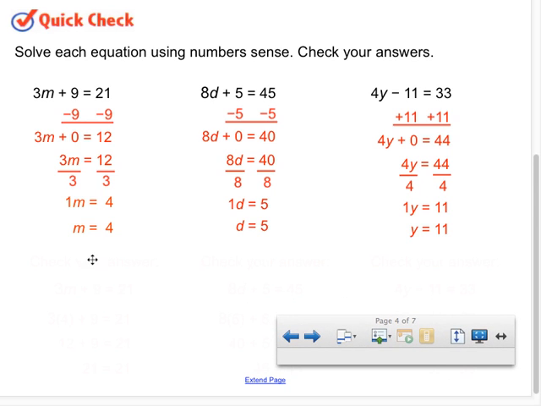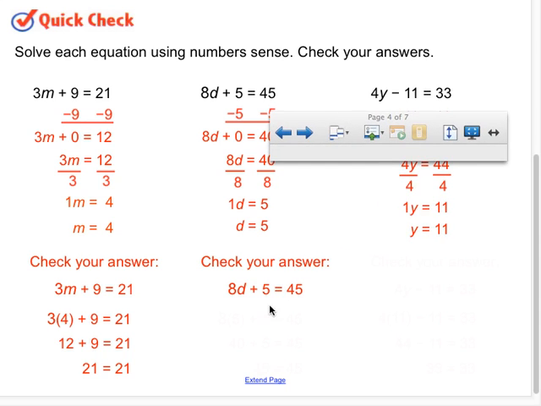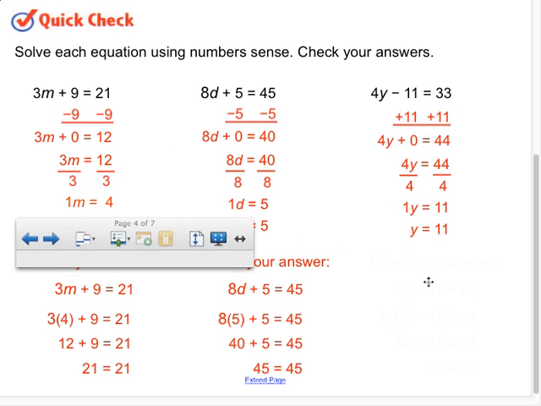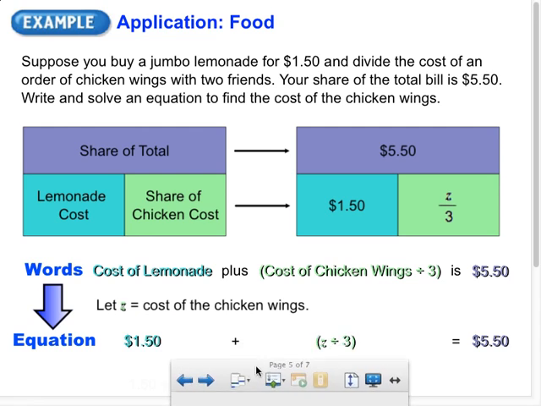And like I said earlier, it's always good practice to go ahead and check your answer. You're just going to substitute your answer for the variable to confirm that it's correct. Same with your y equals 11. You substitute 11 for y, and you confirm that it's correct. Okay. Now, moving on, we're going to get some word problems again.